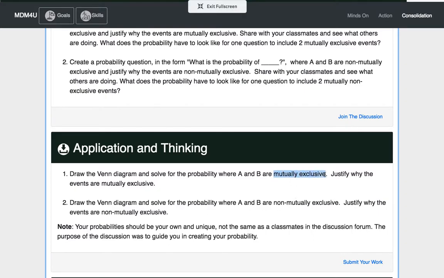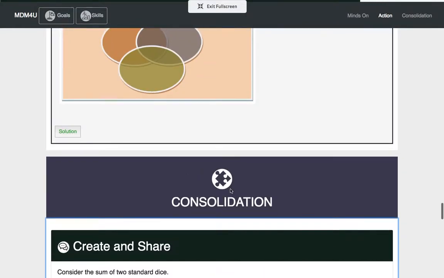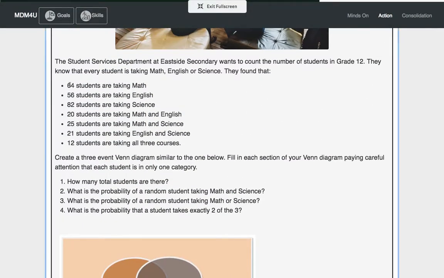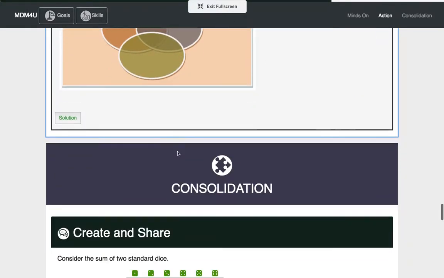When you're creating the mutually exclusive one, you're going to have a circle off to the left and a circle off to the right. There should be no intersection points because one happens or the other happens. There is nothing in the middle. Whereas this one, you are going to have intersection points. If you're having difficulty making up your own unique example, I'd refer back to the one at the very top, where 64 students are taking math and 56 students are taking English. You can do the same idea here, but maybe with skiing versus snowboarding versus playing basketball, and that might help you create the Venn diagram.